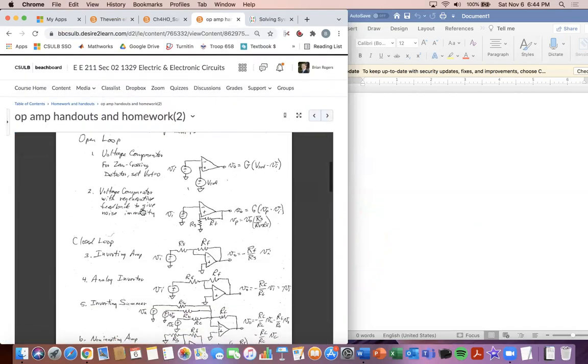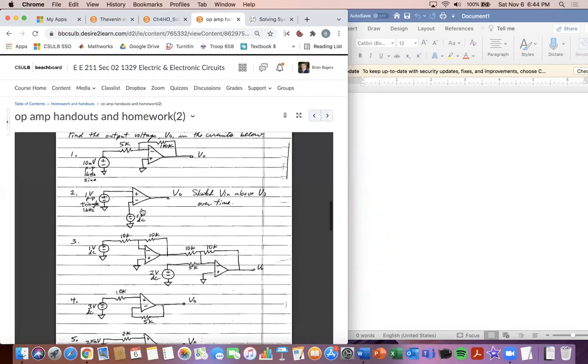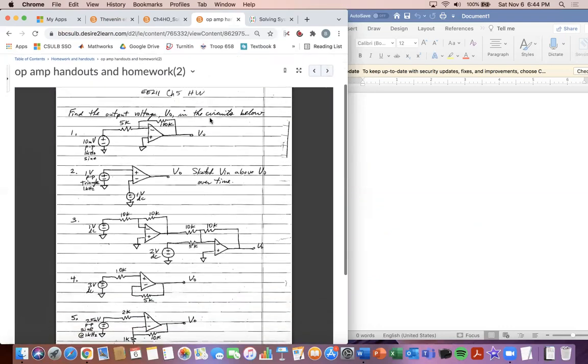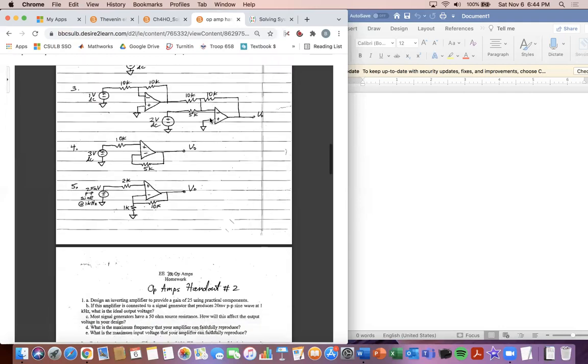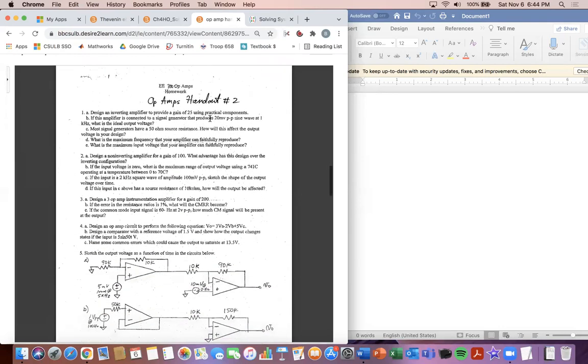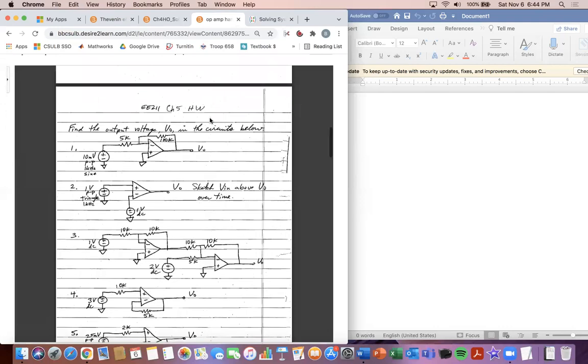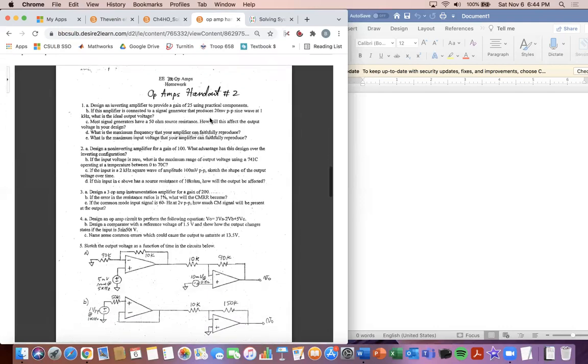I'm not going to study up much for it, but let's do some op amps practice here. When I first saw this, it was a little weird. So don't worry, you're not alone. I was like, what the heck is happening? So do you guys want to do this one or the hand? Probably that.